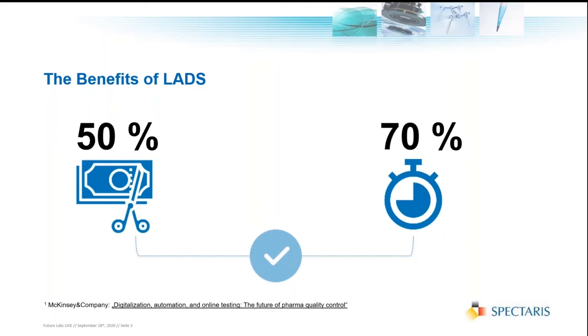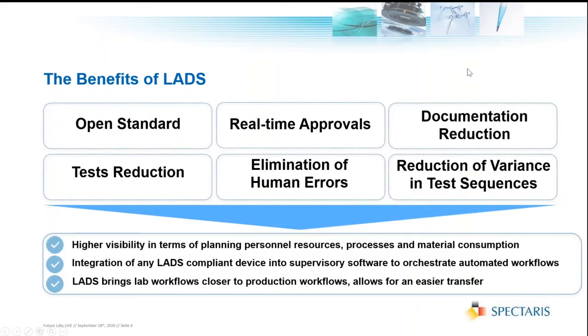There are several studies that have dealt with increasing efficiency in the laboratory, and a central point here is the digitalization and automation in the laboratory. The McKinsey study mentioned, for example, sees a potential of up to 50% cost saving and 70% saving in the time needed to provide laboratory results. Here, the initiative for the Laboratory Agnostic Device Standard comes in.